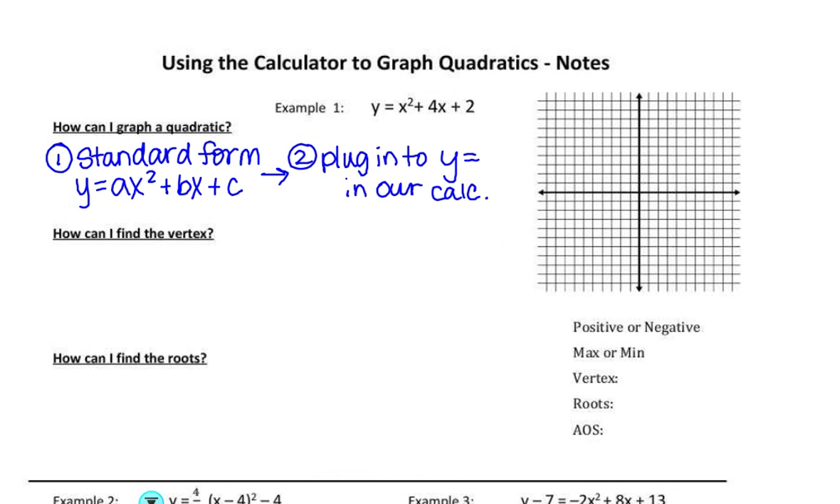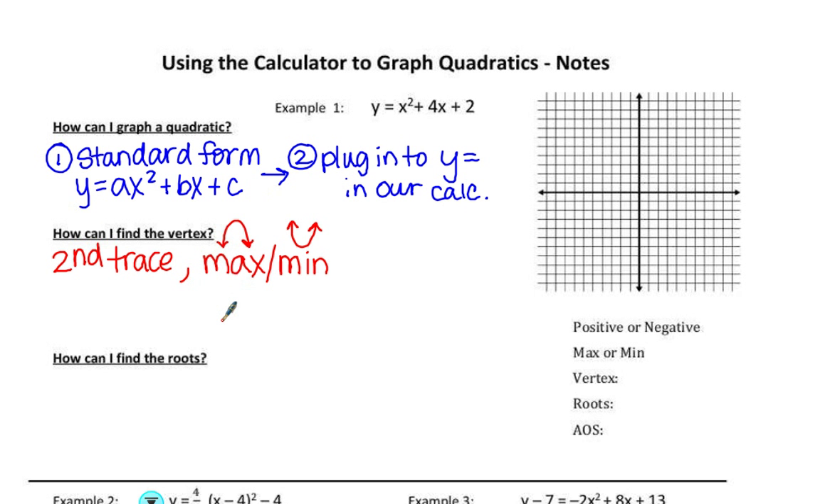So how can I find the vertex? The three most important parts are that we find the vertex and the two roots, or our two x-intercepts. So how do we find the vertex? To find the vertex, we are going to go to second trace, and then according to what kind of graph we have, we use the max or min function. If it opens up, you're going to use the minimum. If it opens down, you're going to use the maximum option.